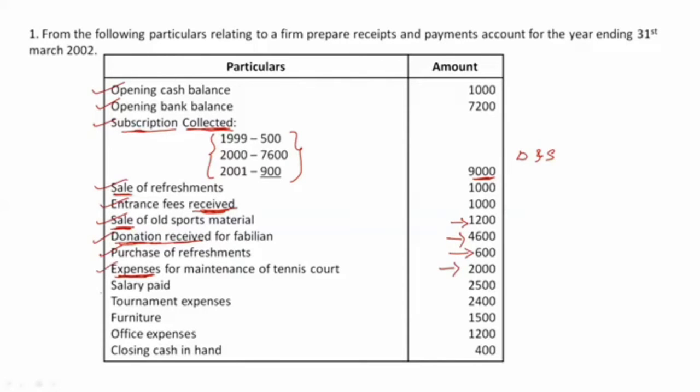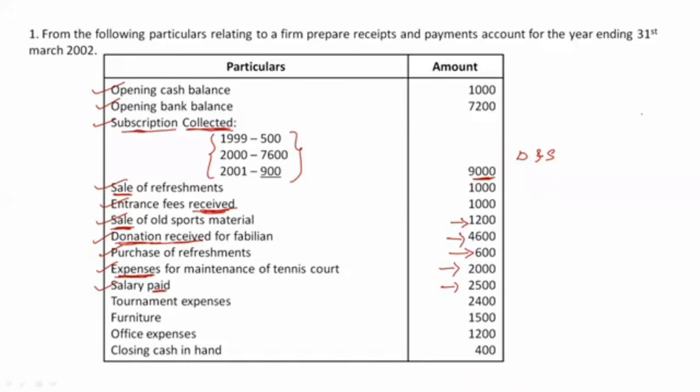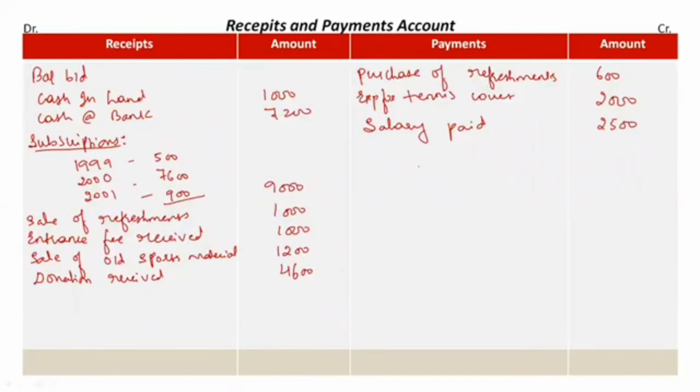We have salary paid. Again, it's clearly given as paid, in the sense I am paying salary to my employees, rupees 2500. Take it on the payment side. Salary paid, rupees 2500. Then back to the question. We have tournament expenses. Again there is the word expenses, meaning I'm making certain payment to others, rupees 2400. It's my payment. Tournament expenses, rupees 2400.